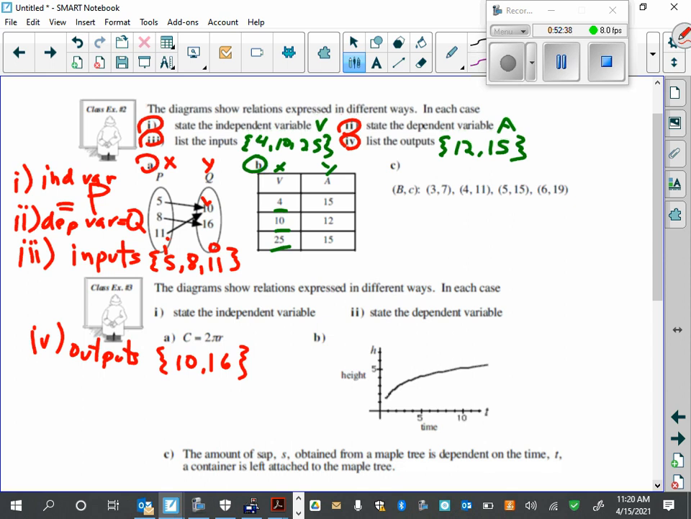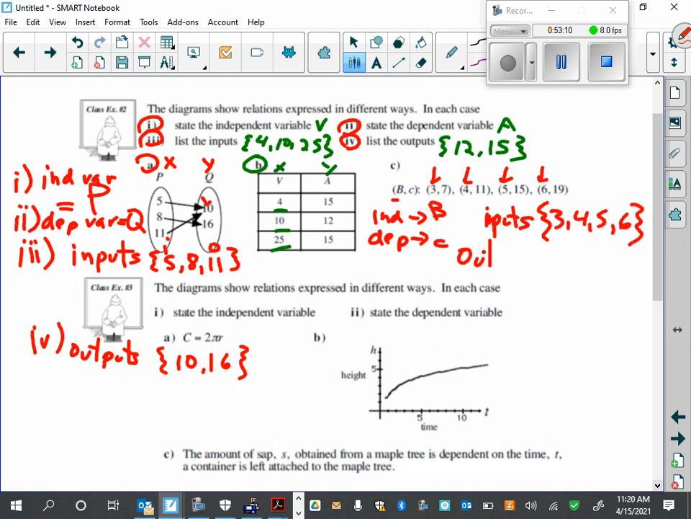All right, then we'll go in the same order. What's independent for this one? Independent, hopefully you guys are thinking X. Dependent, you're thinking Y. Now, how do you do the inputs? Oops, I missed my N. There's the inputs. Those are all the X values, so ordered pairs show your X first, so 3, 4, 5, 6. And your outputs are 7, 11.